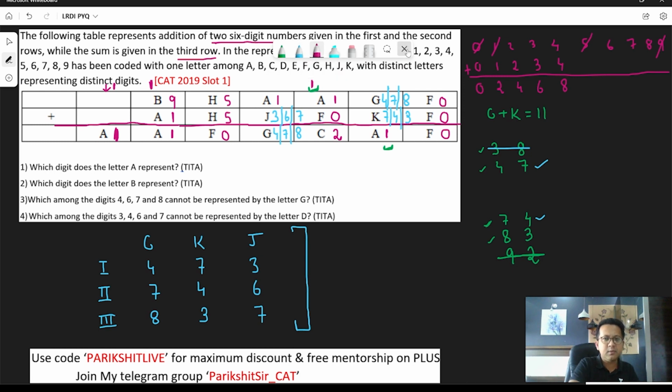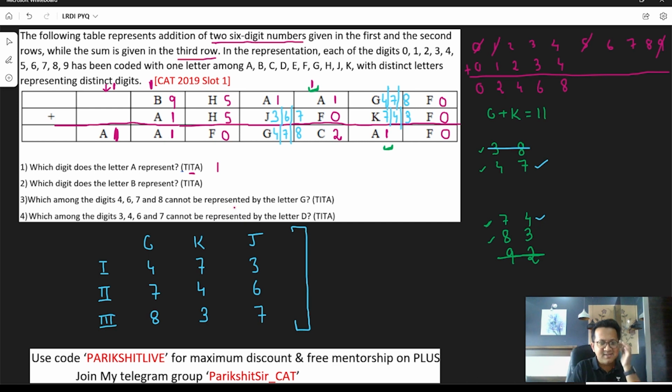Okay? I think we have identified all the characters and now we are ready to answer the questions. Now you see the word TITA. I hope you are aware of this. What does it mean? TITA means type in the answer. So when it came in the CAT, there were no answer options. So which digit does the letter A represent? A represents the digit 1. So the answer for the first one is 1.